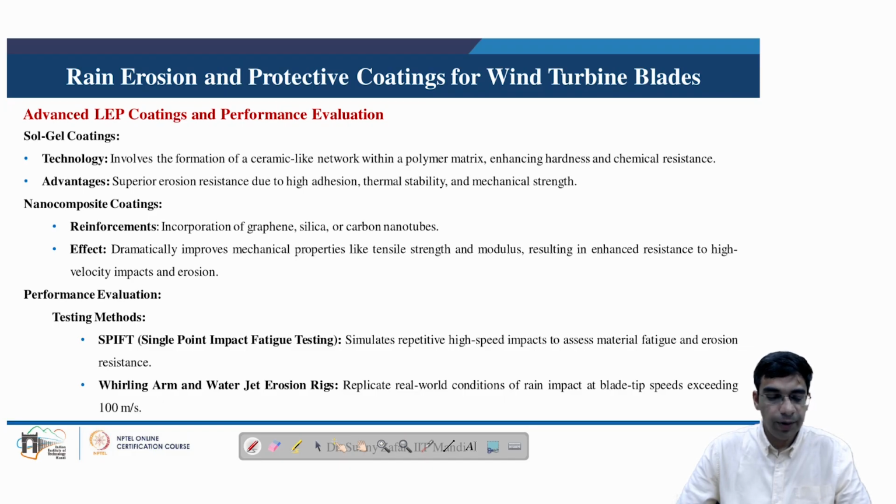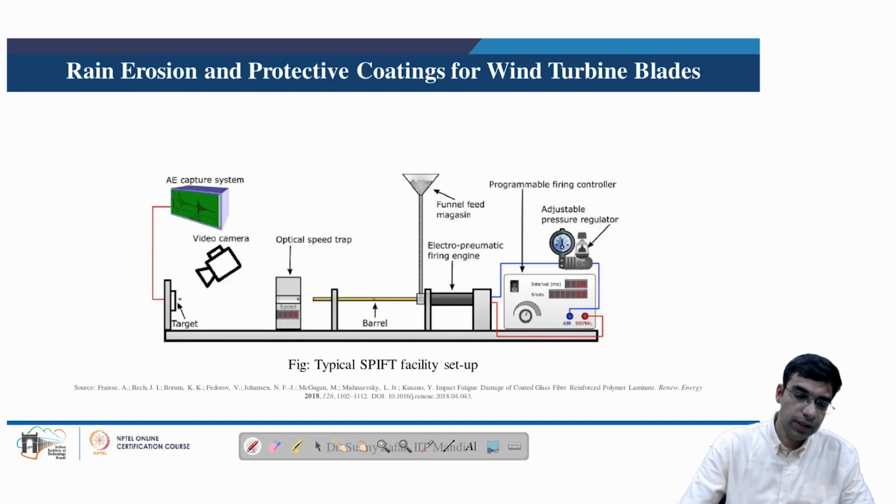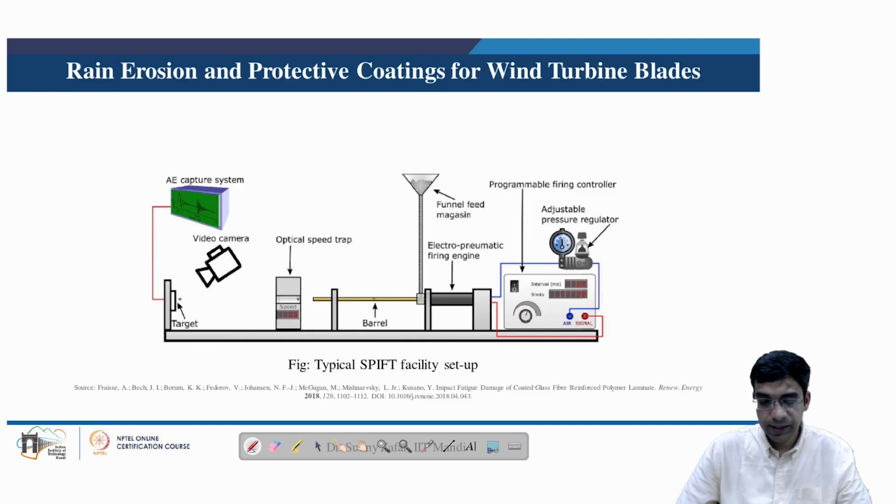So the single point impact fatigue test rig simulates a repetitive impact to assess the material fatigue and erosion resistance. The whirling arm and water jet erosion resistance replicate the real world condition of impact at the blade tip exceeding 100 meters per second. So we will see the details of one of the setups, that is single point impact fatigue testing.